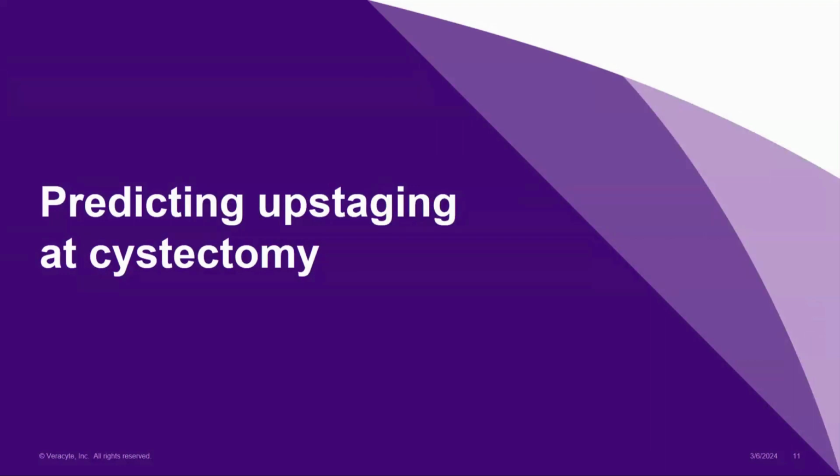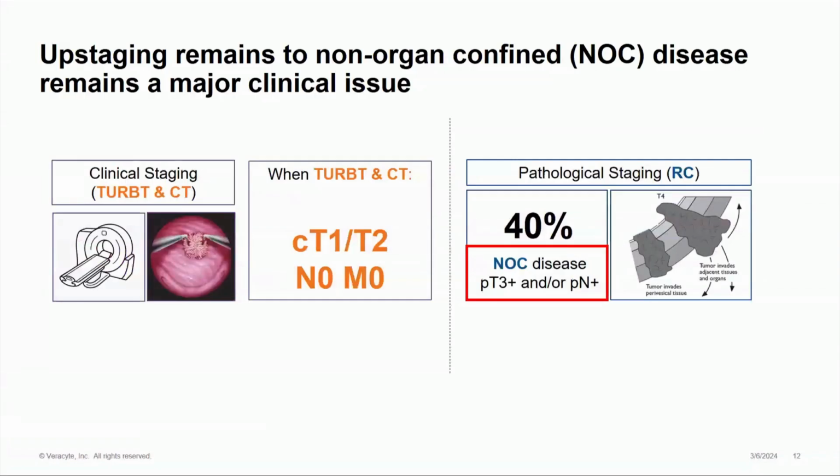Okay, so first question is really, can we use biomarkers or subtyping to help stage patients better? So particularly in risk of upstaging at cystectomy. I really don't need to belabor this to this group, but upstaging remains a major clinical issue. A lot of the time, 40 to 50% of the time, you're staging someone at clinical T1, T2, but in fact, they actually have non-organ confined disease. And here we're defining it as PT3 plus and/or nodal involvement. And so we find this at radical cystectomy with staging.